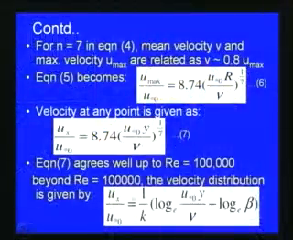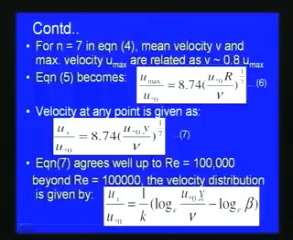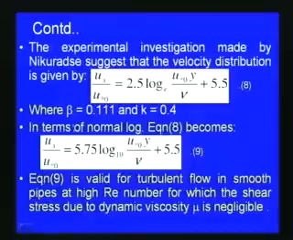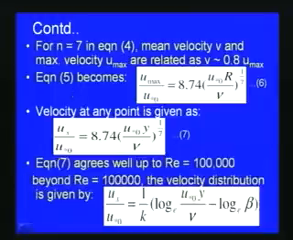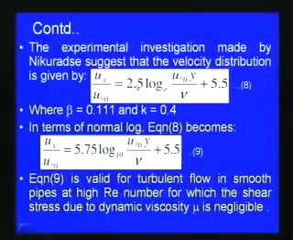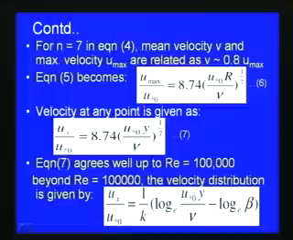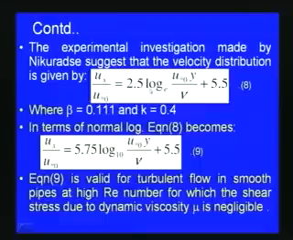Now the logarithmic law, as we have seen earlier, u x by u star o is equal to 1 by kappa log e u star o into y by nu minus log e beta. Again the experimental investigation made by Nikuradse suggests that the velocity distribution is given by u x by u star o is equal to 2.5 log e u star o into y by nu plus 5.5. Here you can see with respect to this experiment and the logarithmic law, the constant is 5.5, or in the previous expression kappa is equal to 0.4 and beta is equal to 0.11.